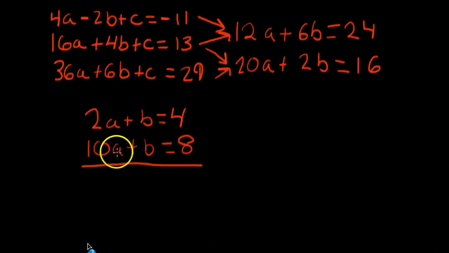Just so the arithmetic's a bit easier, we'll subtract this equation from this one. So 10a minus 2a is going to give us 8a. b minus b, that's going to cancel the b's. And then 8 minus 4 is going to equal 4. So that means that a equals 1/2.